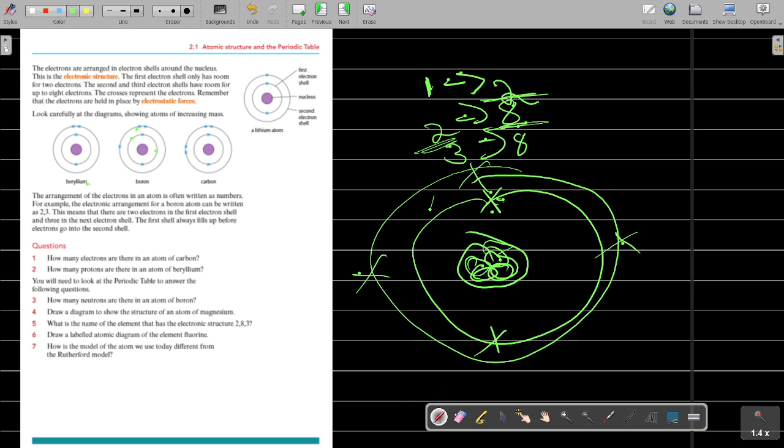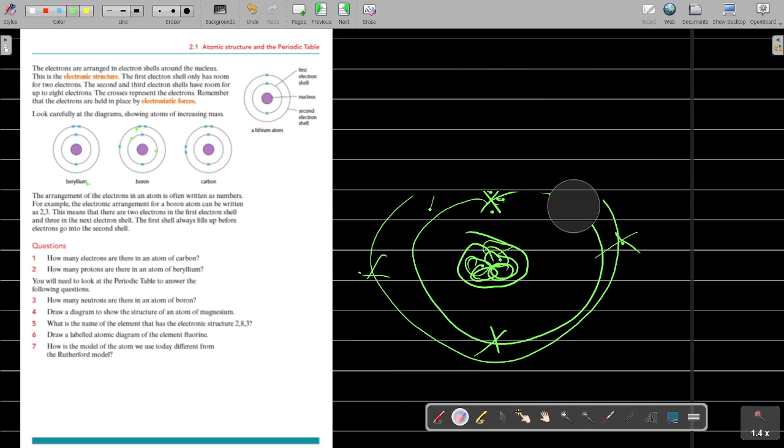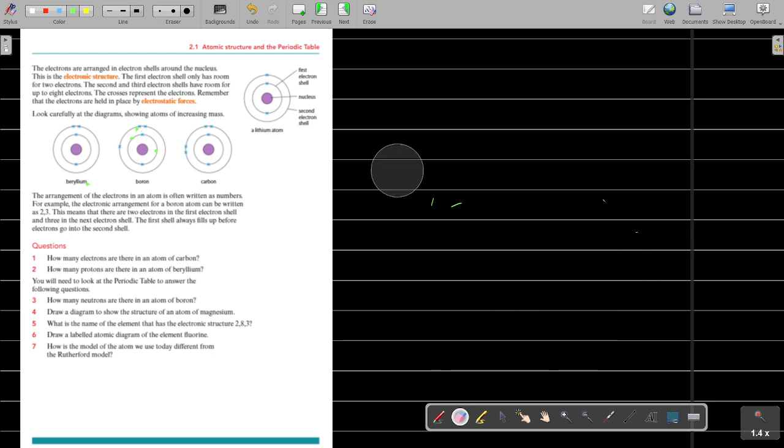Okay, let's solve some questions. The first question: how many electrons are there in an atom of carbon? You can see the periodic table, which is 6. First question, 6. How many protons are there in an atom of beryllium? Atomic number and mass number, protons and electrons are the same. I explained why, right? So, it's 4.